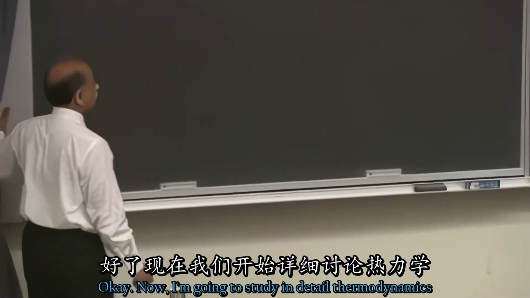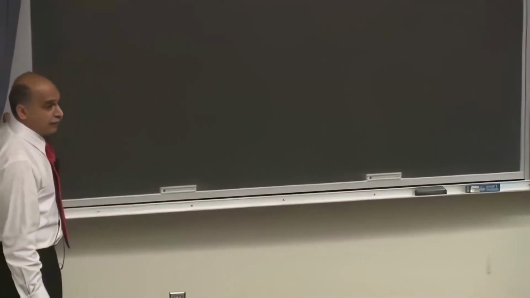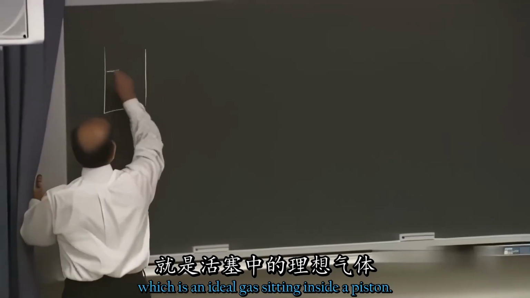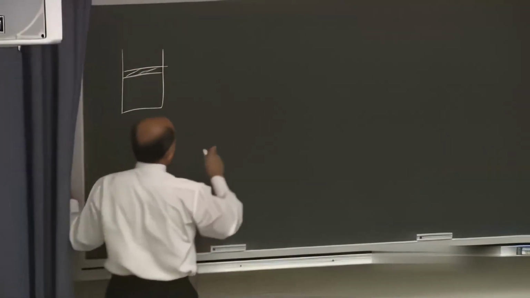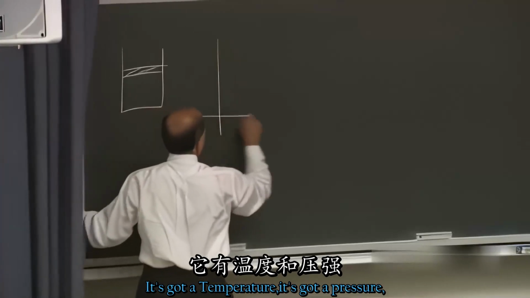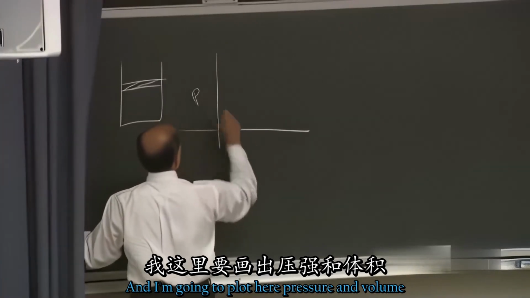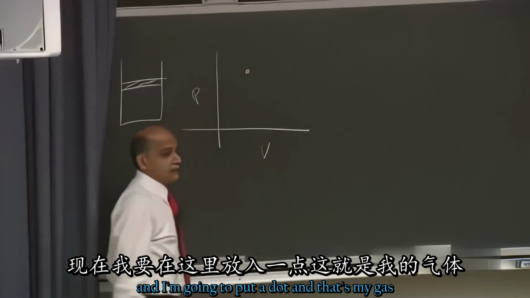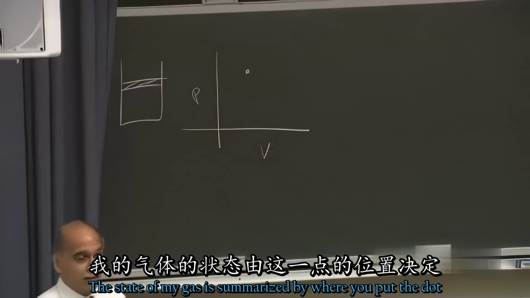Okay, now I'm going to study in detail thermodynamics. So the system I'm going to study is the only one we all study, which is an ideal gas sitting inside a piston. It's got a temperature, it's got a pressure, and it's got a volume. And I'm going to plot here pressure and volume, and I'm going to put a dot, and that's my gas. The state of my gas is summarized by where you put the dot.